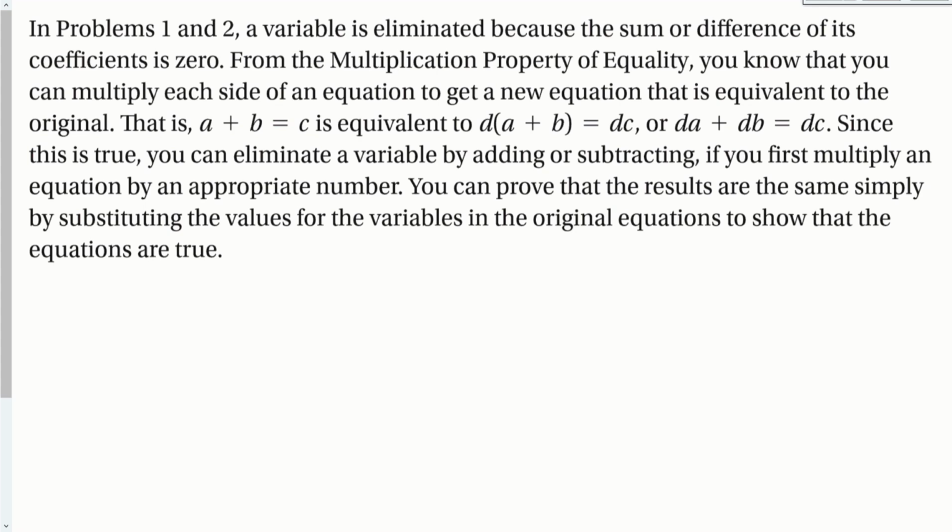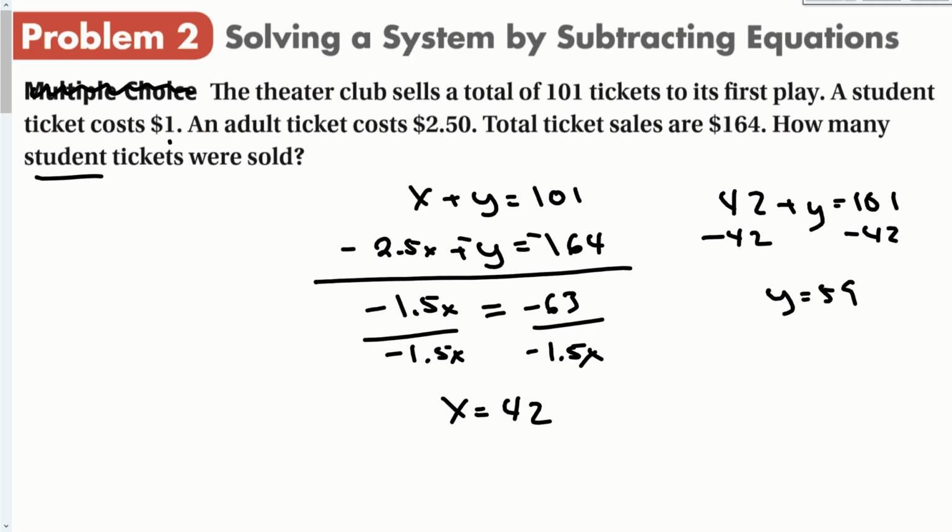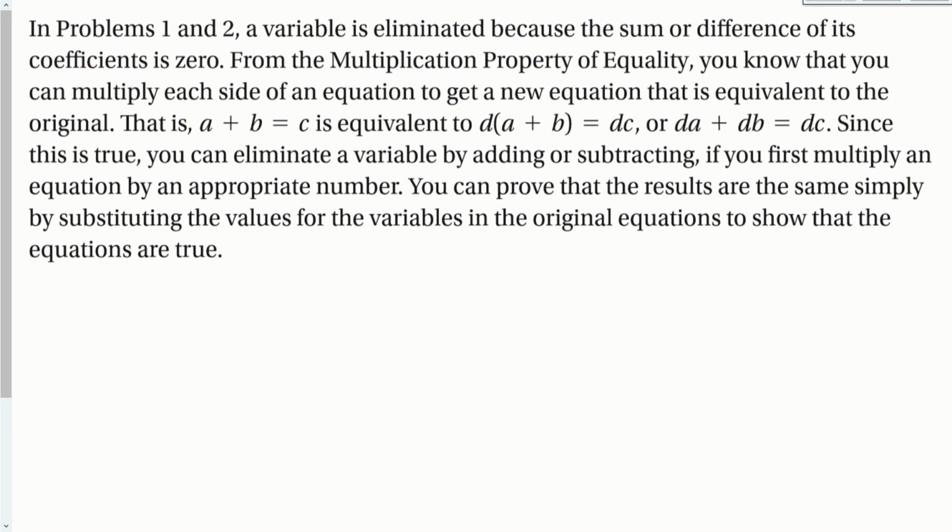So in problems 1 or 2, the variable is eliminated because the sum or difference of the coefficients is 0. From the multiplication property of equality, you know that you can multiply each side of an equation to get a new equation that is equivalent, which is kind of what we did right here when we multiplied everything by negative 1. So you can multiply each side of an equation to get a new equation that is equivalent to the original. That is, a plus b is equal to c is equivalent to d times a plus b is equal to d times c. I can multiply this number d by the left side and the right side. So dA plus dB is equal to dC.